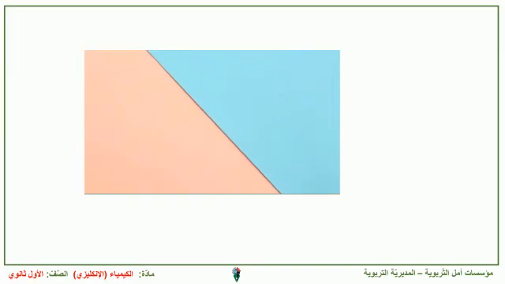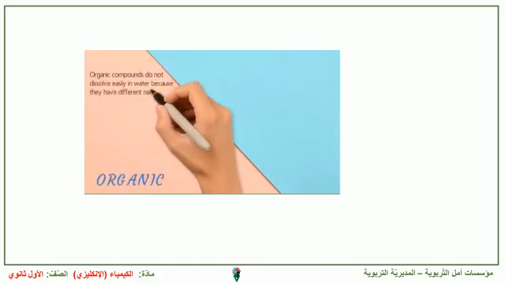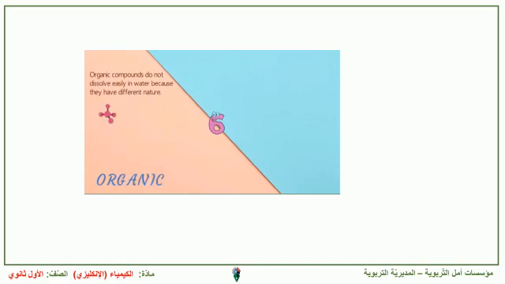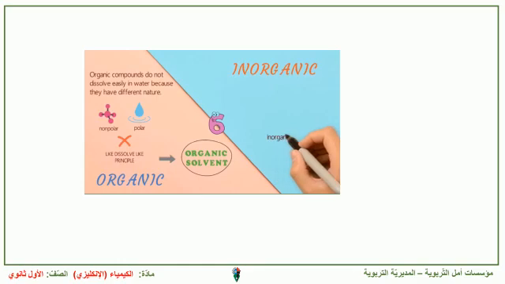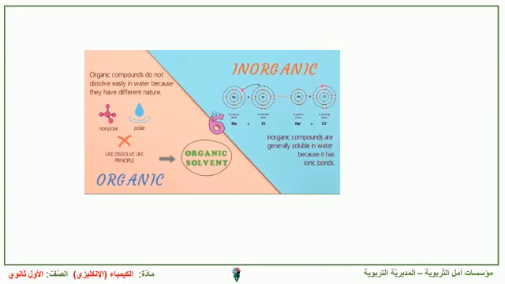6. Organic compounds do not dissolve easily in water because they have different natures. Most organic compounds are nonpolar, while water is polar. This is not in line with the like-dissolves-like principle. To dissolve organic compounds, organic solvents, which are also nonpolar, are needed. While the nature of inorganic compounds is the opposite, which is generally soluble in water because they have ionic bonds.